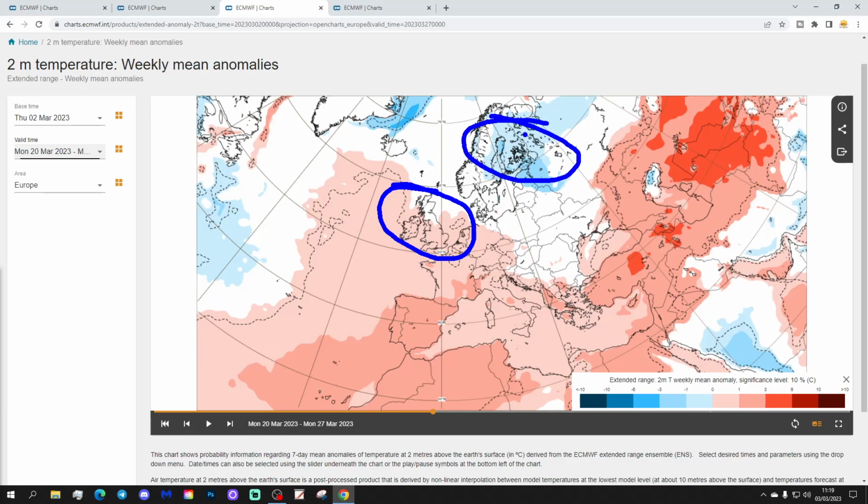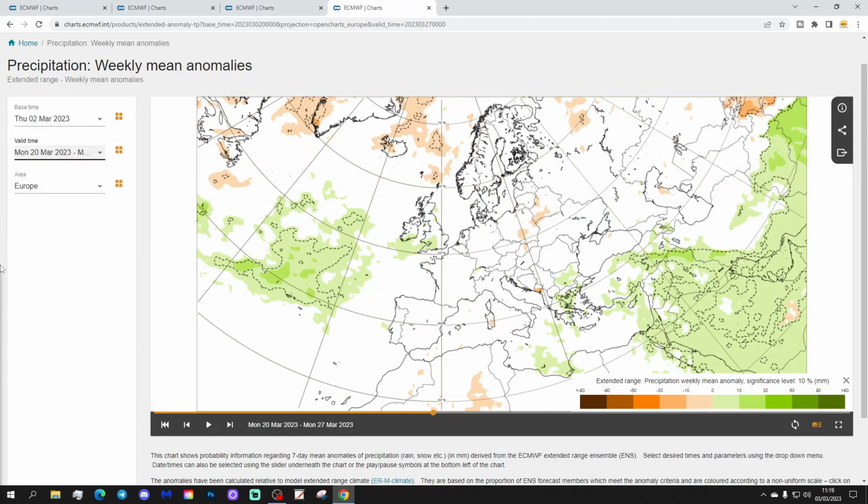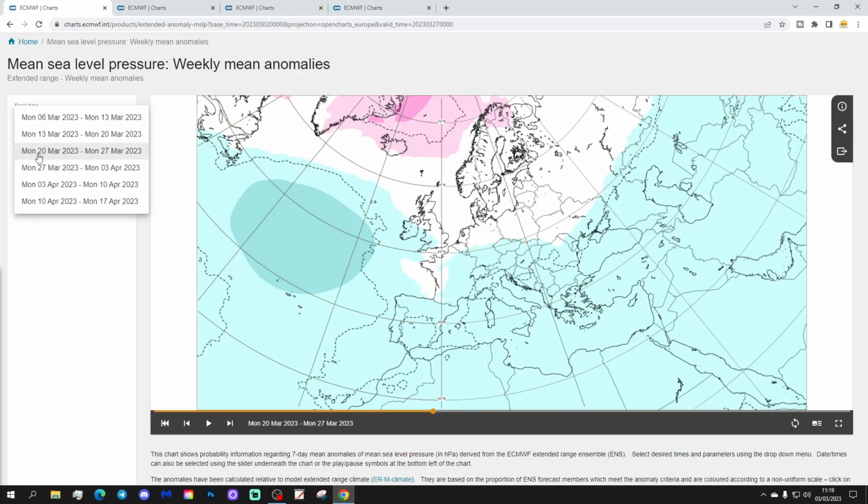The temperature anomaly is about average, a little bit above average for Ireland, England and Wales. Still a bit on the cold side up over Scandinavia. And precipitation-wise, it's drier than normal to our north, and a little bit wetter than normal to our west and southwest.